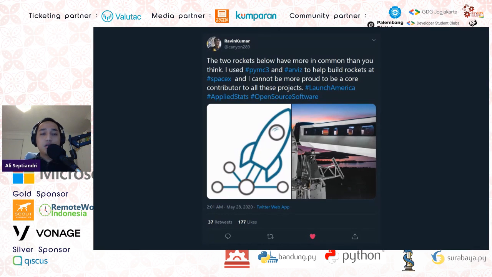Ravin Kumar was an engineer at SpaceX, and he used PyMC3 in his job. The interesting thing is that in SpaceX, you don't really have that many rocket ships. You don't just conjure up rocket ships out of nowhere. So you have to deal with only a handful of rocket ships. If I recall correctly, he said that there were only 16 rocket ships back then. So you cannot deal with big data in that case.